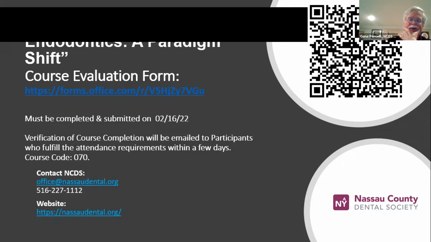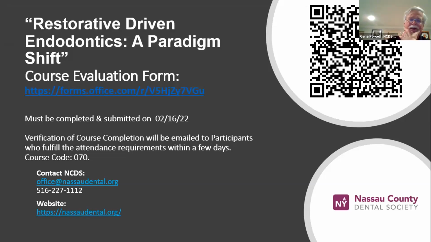So I have the screen up again so you can see the link and the QR code. And I'll be honest with all of you, the QR code is the easiest way to do it. If you just use the camera in your phone and aim it at the QR code, you'll go right to it. It says forms.office.com. Right, forms.office.com/r/V5H lowercase j, capital Z, lower Y, 7, capital V, capital G, U.